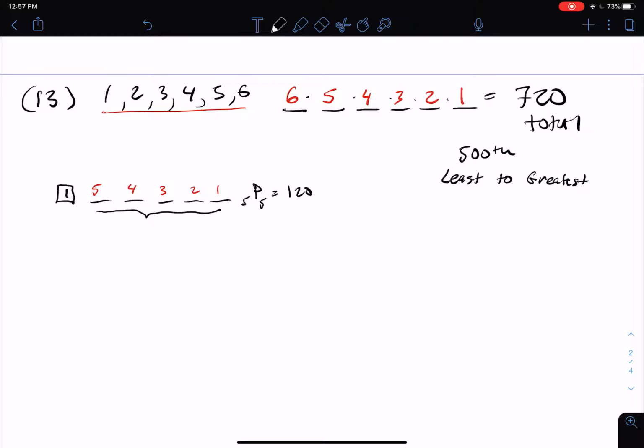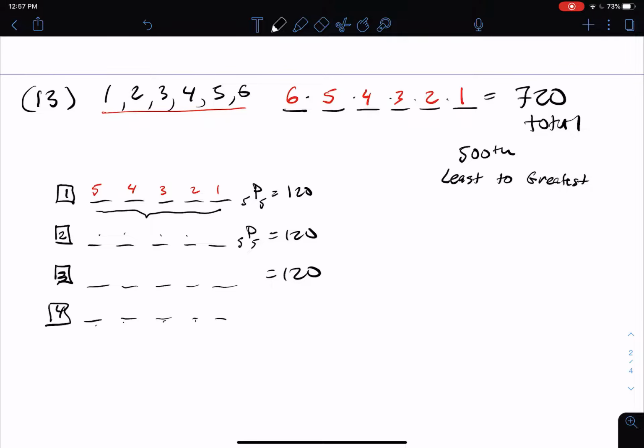Remember, we want to get to the 500th. So I just kind of kept on going. What if I froze the first one at 2, and then figured out how many possibilities there are? That's going to be the same thing, 5 choose 5, or 5, 4, 3, 2, 1, and multiply that, and you get 120. And then if I freeze number 3, I'm going to get 120. And if I freeze number 4, 1, 2, 3, 4, 5, once again, I get 120 permutations or arrangements. And so far, where am I at? When I add all that up, I'm at 120, 240, 480.